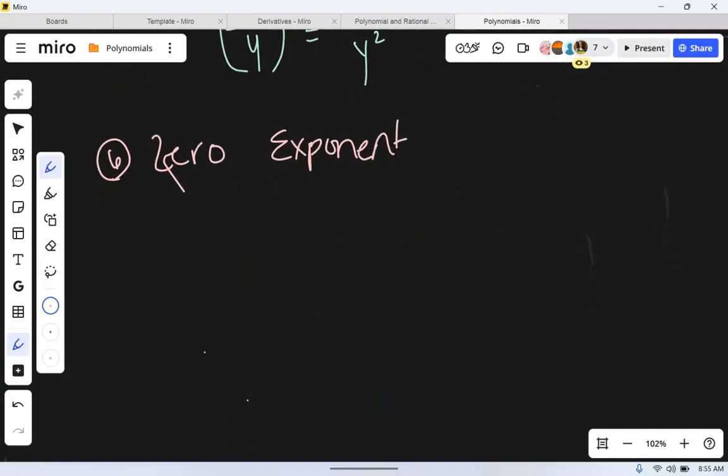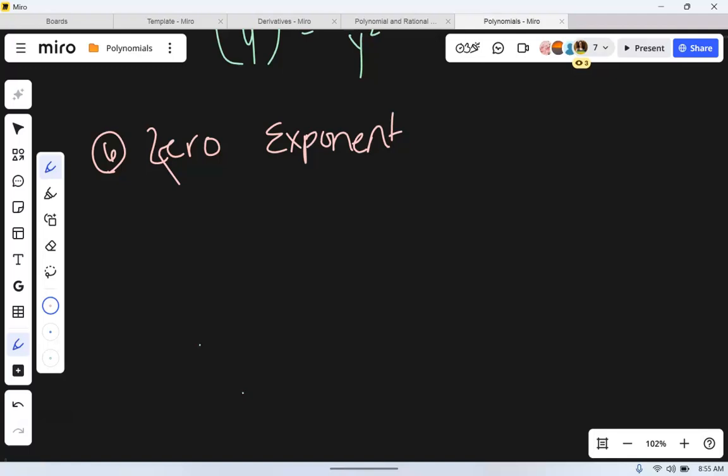Zero exponent. What happens if you raise anything to the 0 power? 1. You get 1. Anything to the 0 power as long as it's not 0 to start with. Okay, so x to the 0 will be 1. Lily to the 0, still 1. 5 million to the 0, 1. As long as the base is not 0, it equals 1. Everybody okay there? That's the easy peasy one. All right, let's do the hardest one.